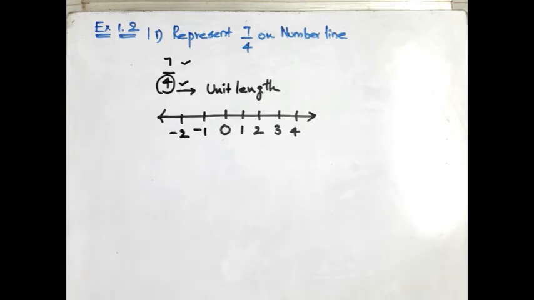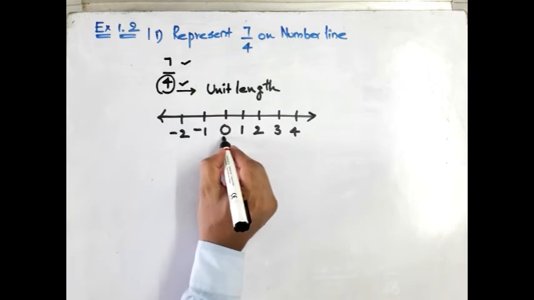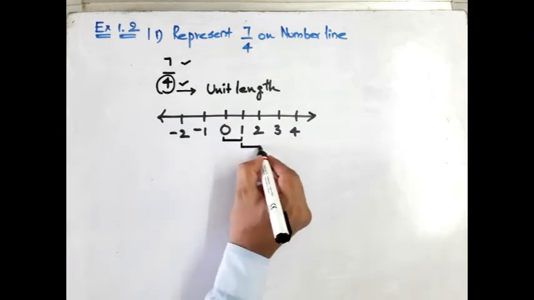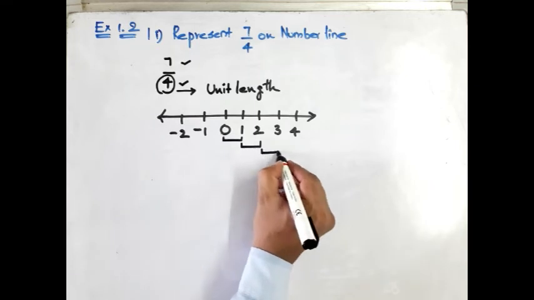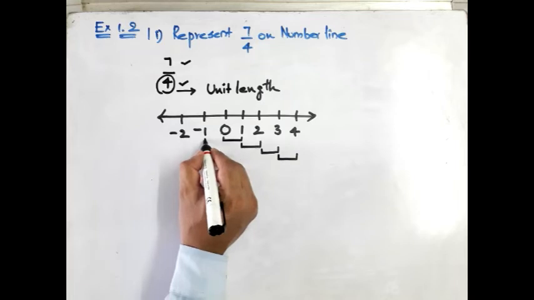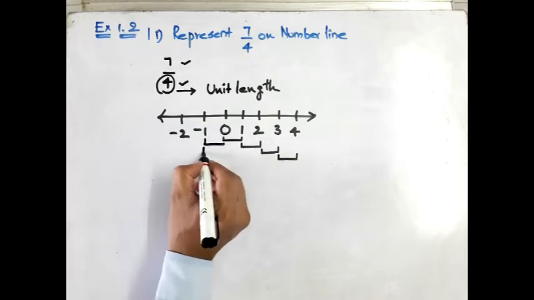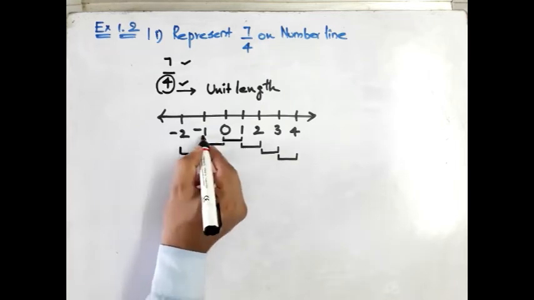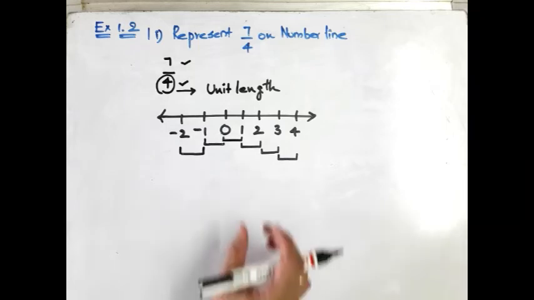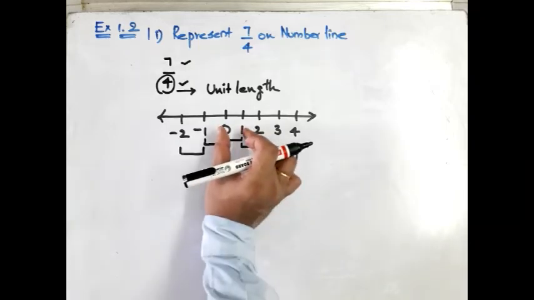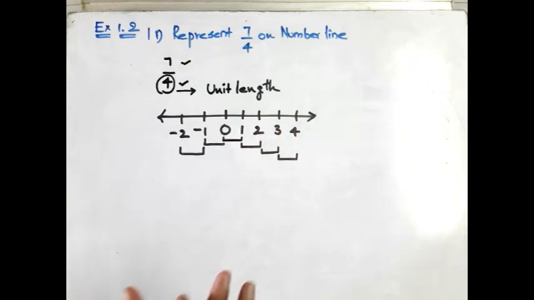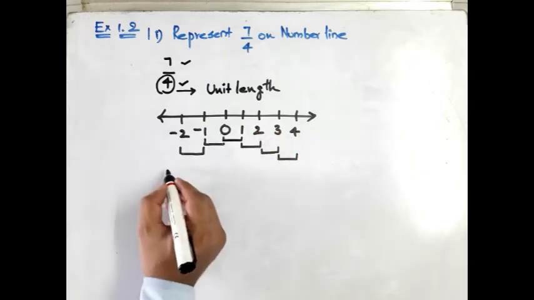Now look, the length between 0 and 1, the length between 1 and 2, the length between 2 and 3, the length between 3 and 4, the length between 0 and -1, the length between -1 and -2, we call such lengths unit lengths. Only this part, 0 to 1, 1 to 2, 2 to 3, 3 to 4, we call unit length.